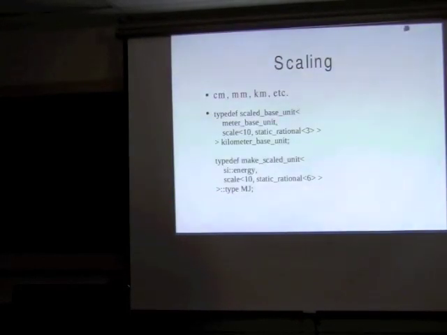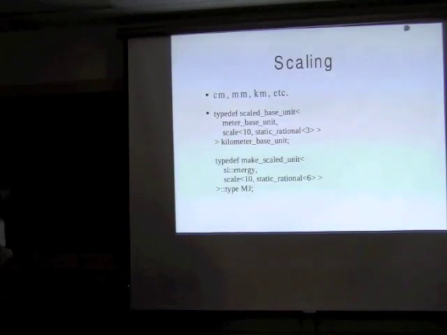We can also apply scaling to an entire unit. For that, use the meta function make scaled unit, and that just takes a unit and the scale as before, and you get megajoules out of that.